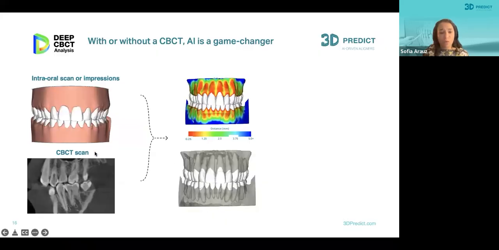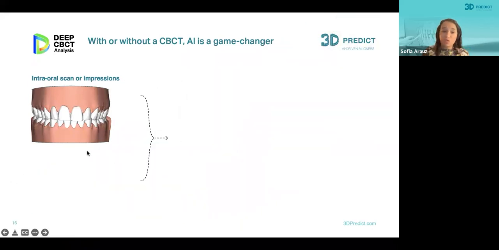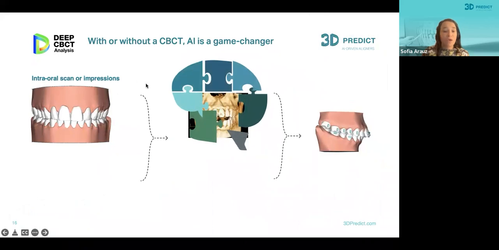Now, just to give you a little summary of what I said, if you submit a CBCT scan and you submit a PVS impression or an STL file, we're going to give you the crown module that you're used to, but we're also going to give you the bone module and the root module. If you don't submit a CBCT scan, you get the benefit from the AI, and we're going to give you a crown module. We wouldn't give you a root and bone module.